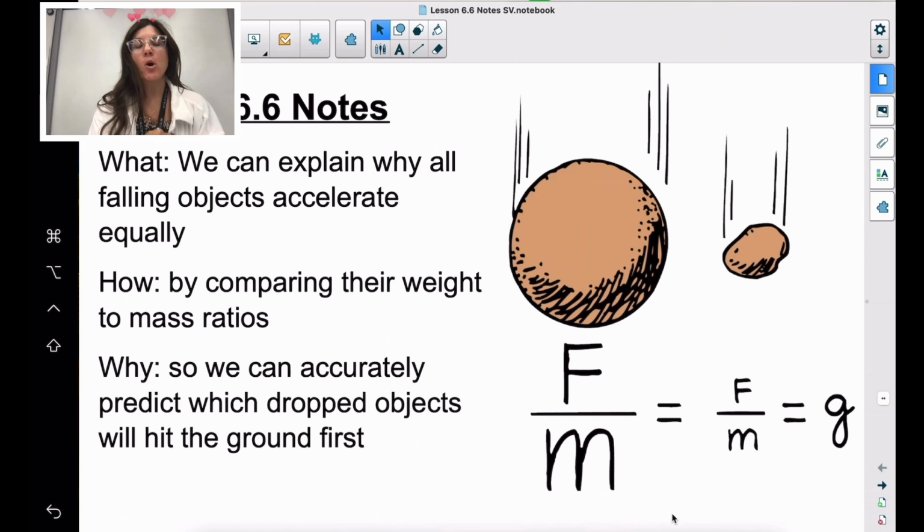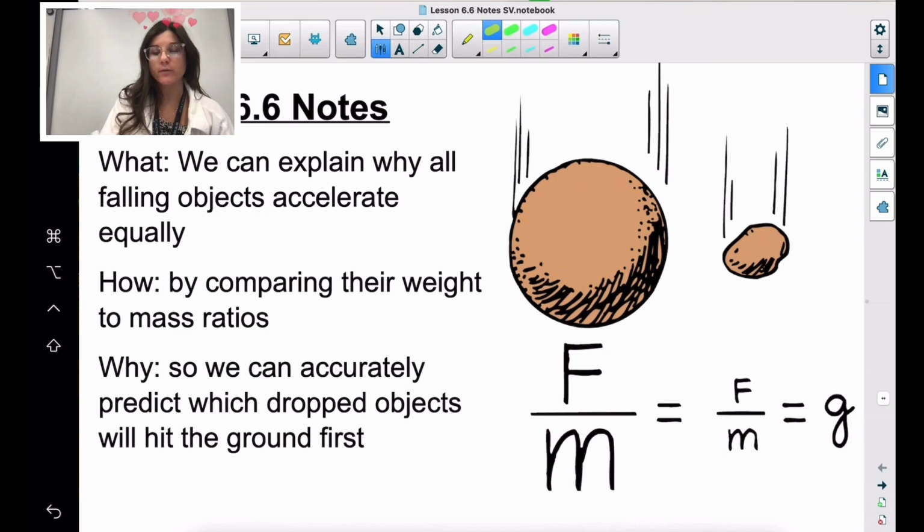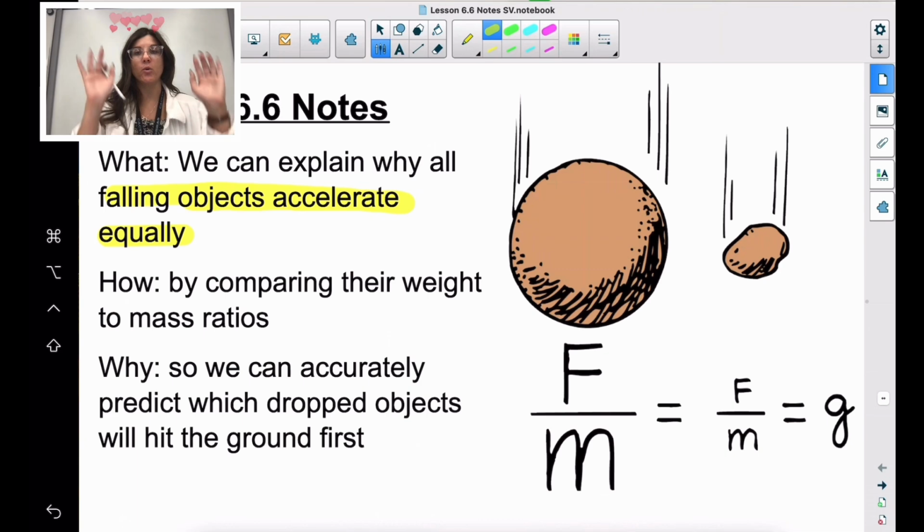What I'm hoping you'll be able to do by the end of this video is explain why objects fall at equal rates. I'm going to highlight that because that's really the big idea. We know that in a vacuum, a bowling ball and a feather will fall at exactly the same rate. The question that we haven't really talked about is, why is that?